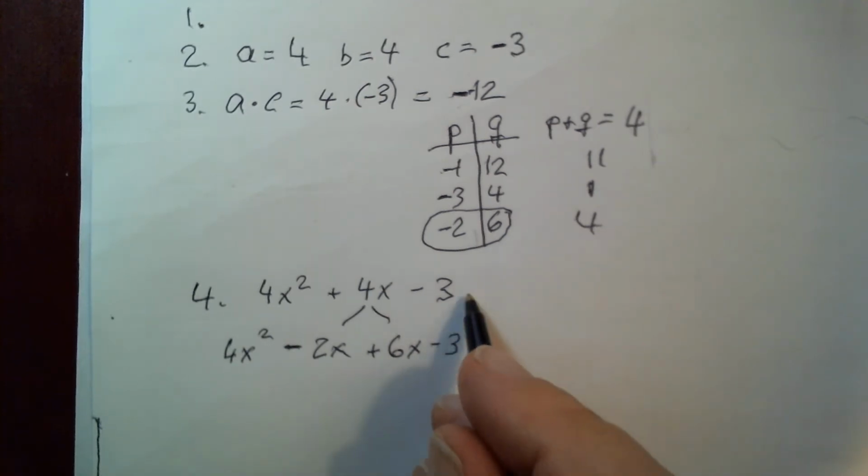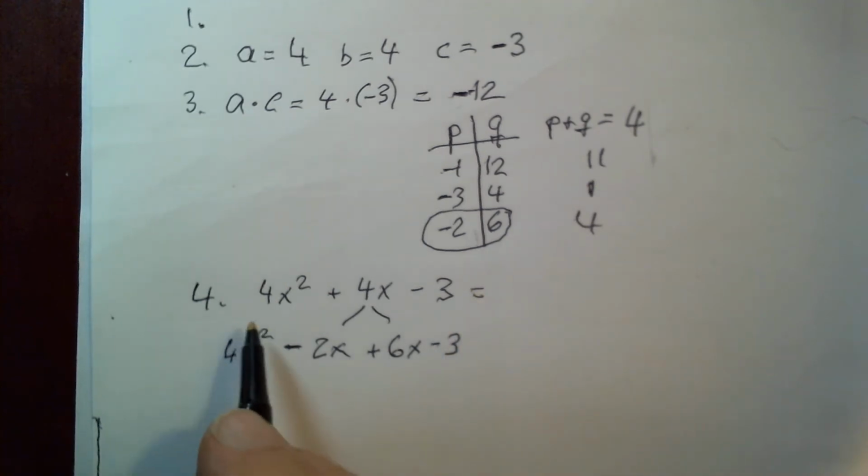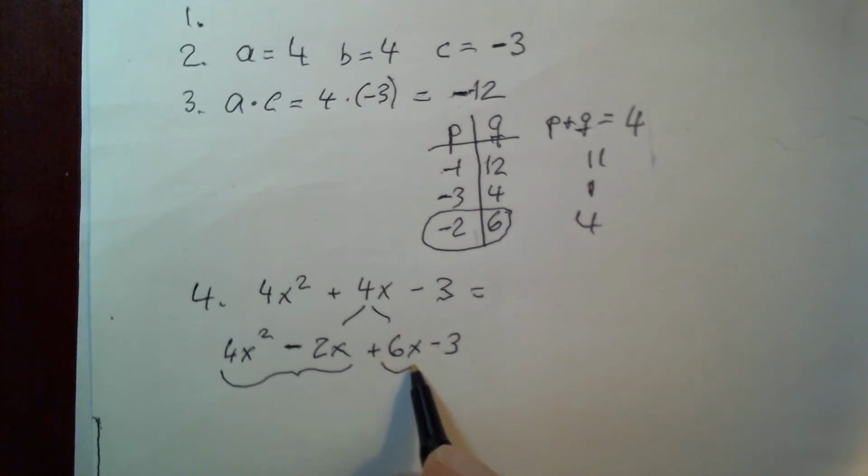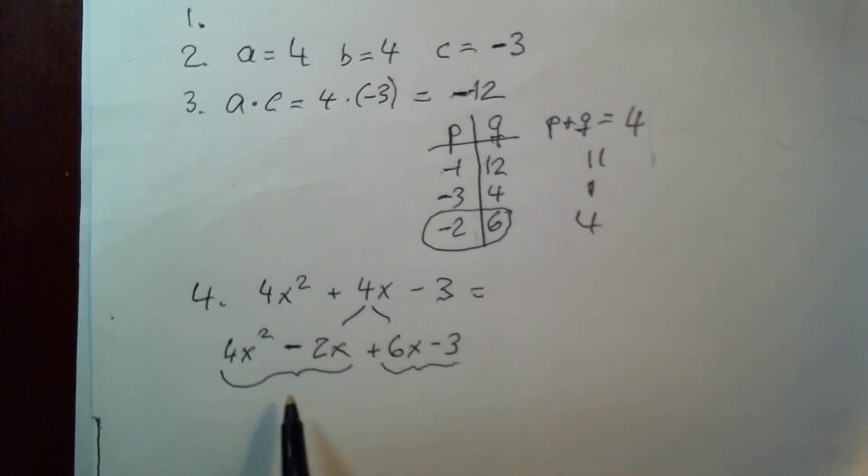And when you look at this expression now, of course, it's equivalent to the one above. We have 4x squared, and minus 2x plus 6x is still 4x, minus 3. But now we can factor by grouping. And that was the whole reason why we want to split the middle term, so we can factor by grouping. So here we go, group 1, group 2. The greatest common factor of the first group is 2x, because there's a 2 and an x in this term, and there's a 2x there.